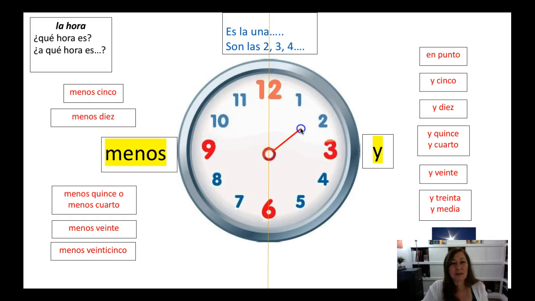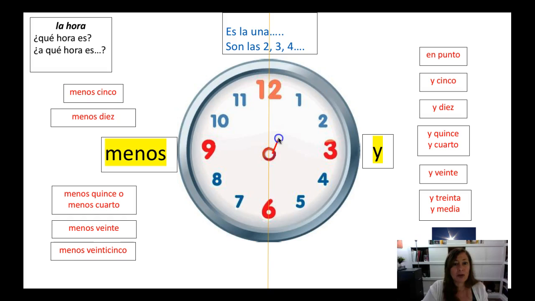Let's do one more example. Here, it's 1:45. The next hour is 2. Since our minute hand is on this side of the clock, we're going to use this word menos and subtract from the next hour. So what's the next hour coming up? Well, it's 2. So, son las 2 menos cuarto.